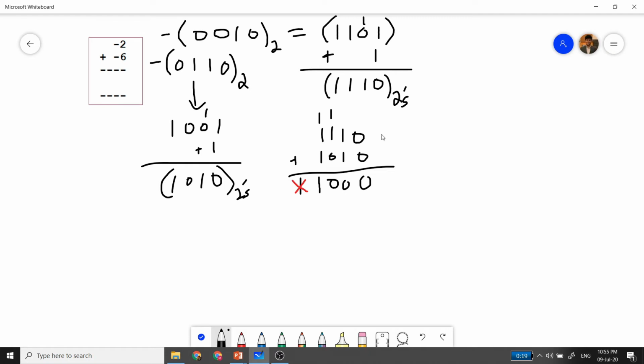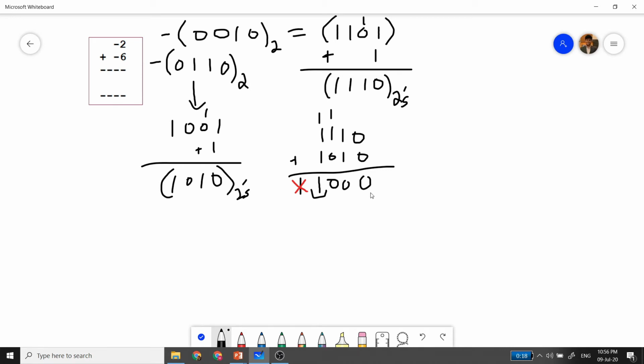So do you think an overflow has occurred here? Pause this video and think for a while. No, there has not been an overflow in this case, because I am adding two negative numbers. This is a negative number and this is a negative number. I am adding two negative numbers, and in the answer I am getting one negative number. I am understanding this is a negative number by the first digit. Since the first digit is 1, I can say this is a negative number. So there is no overflow.